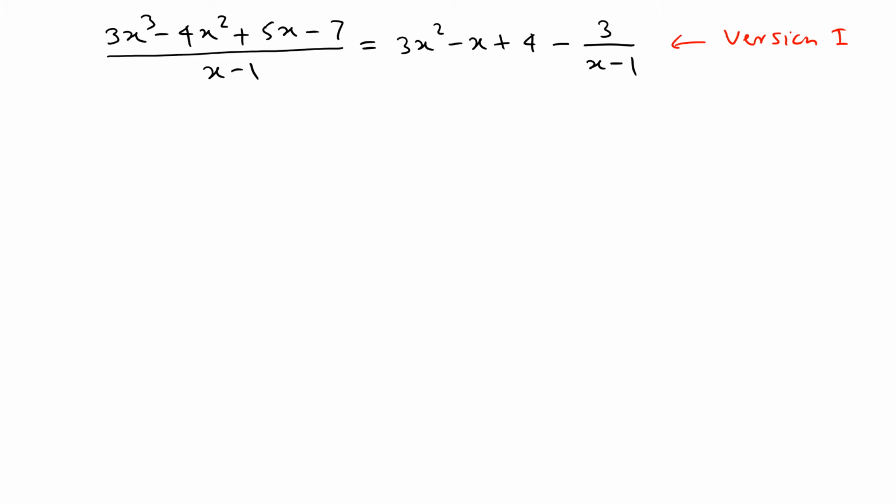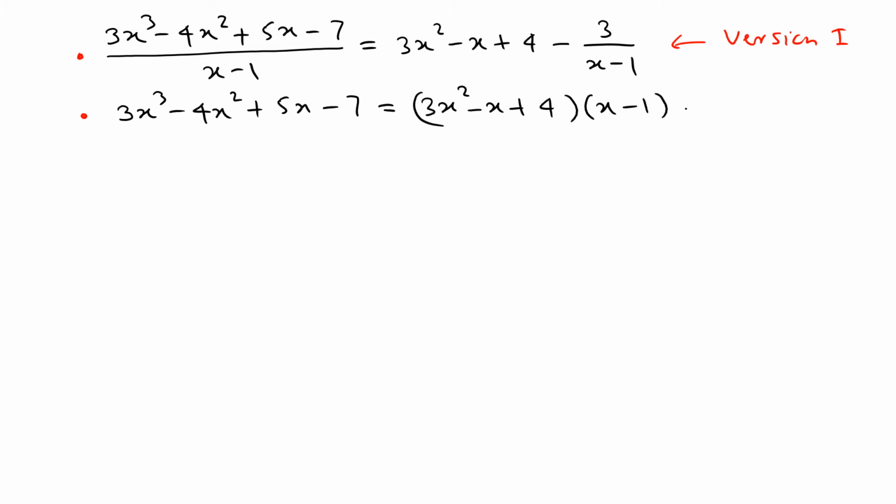You can also multiply by the divisor and write it like this. The second way to write the same thing is: 3x cubed minus 4x squared plus 5x minus 7 equals the quotient times the divisor, because you multiply by that, minus 3 only. So you can write it like that.